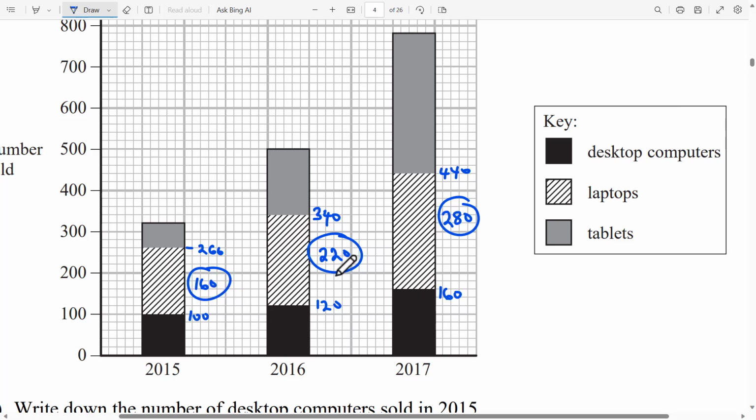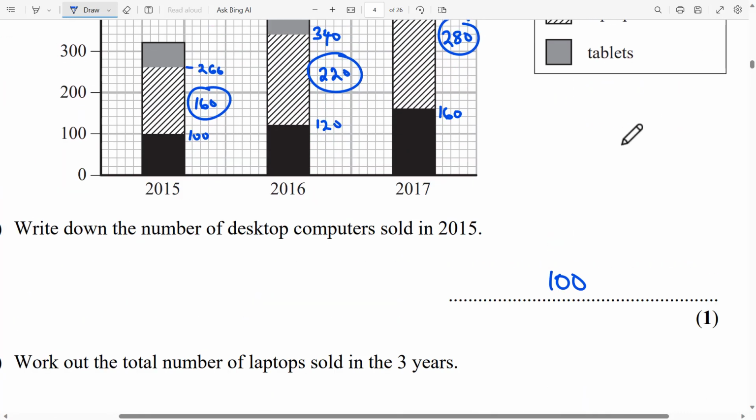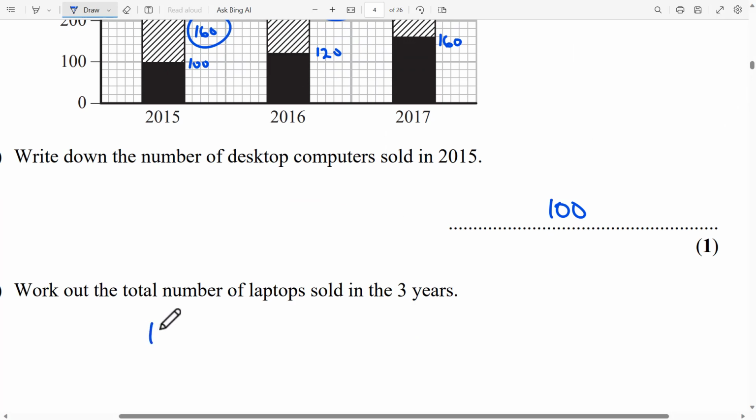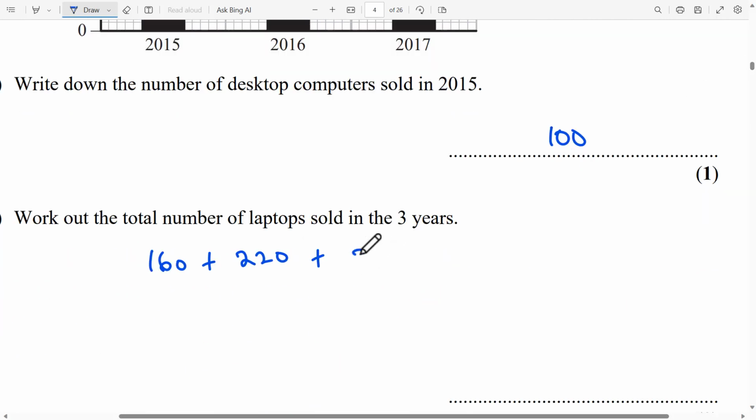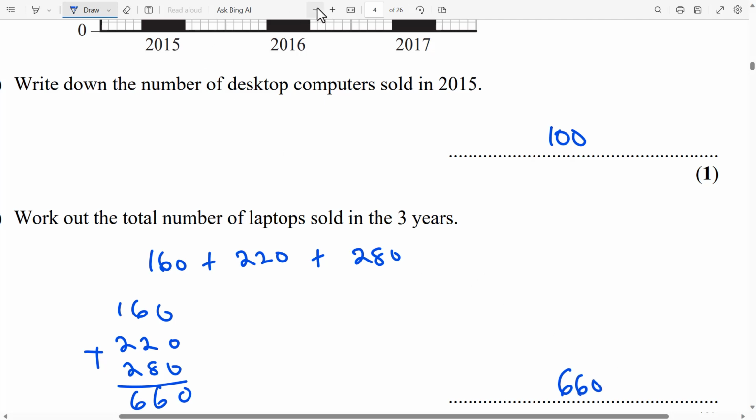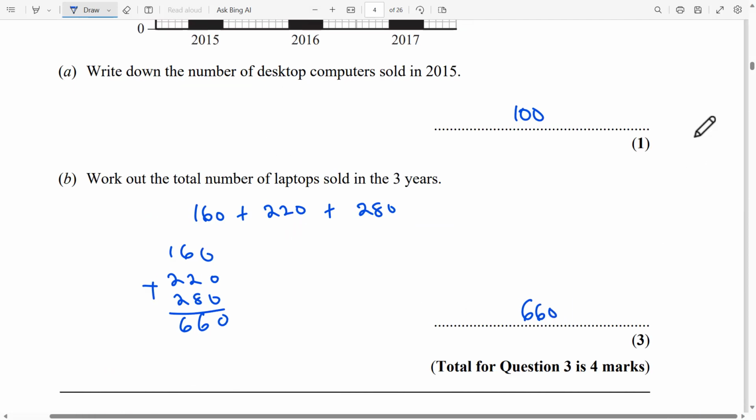So now we want to work out the sum. So if we add 160 plus 220 plus 280, I just want to add it up here. 160 plus 220, add 280. So if we add it up, 160 plus 220 plus 280, that's going to give you 660. So the number is 660.